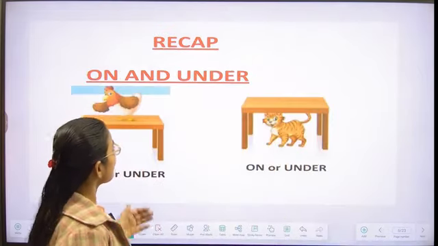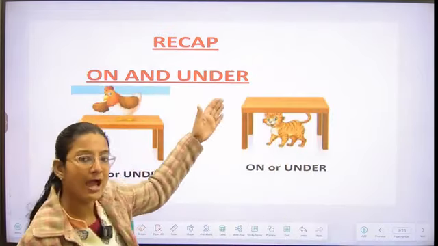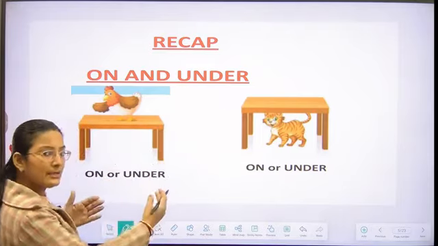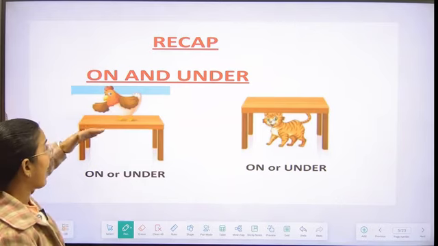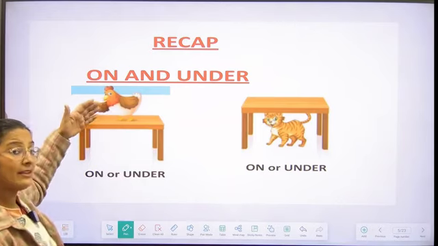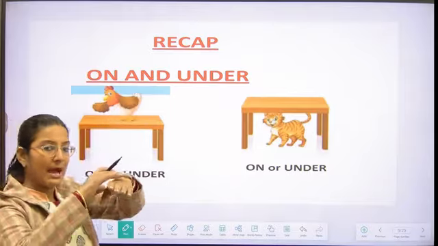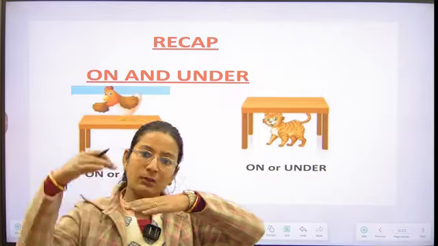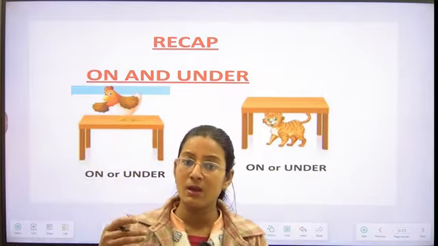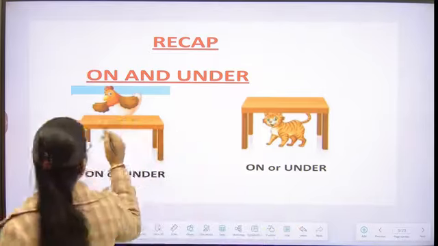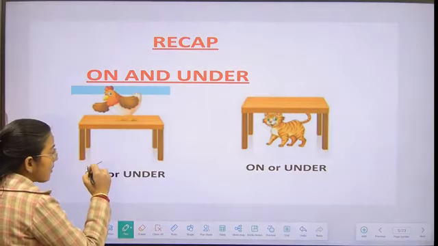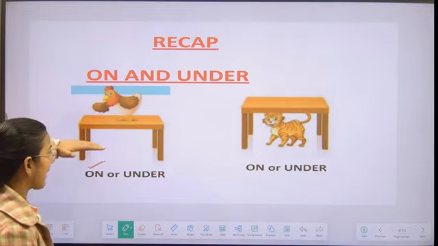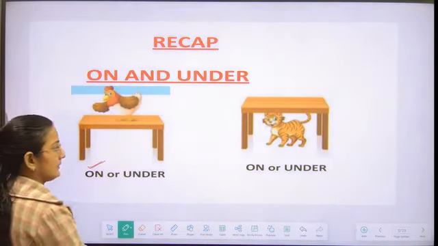The next concept is on and under. As you can see in the first picture, what is happening? There is a table and a hand is standing on the table. टेबल के कहाँ पर है? ऊपर है. तो मैम ने आपको बताया था ना, कोई भी चीज अगर ऊपर होगी तो we are using on for that. In this we have to take this word on because the hand is standing on the table.